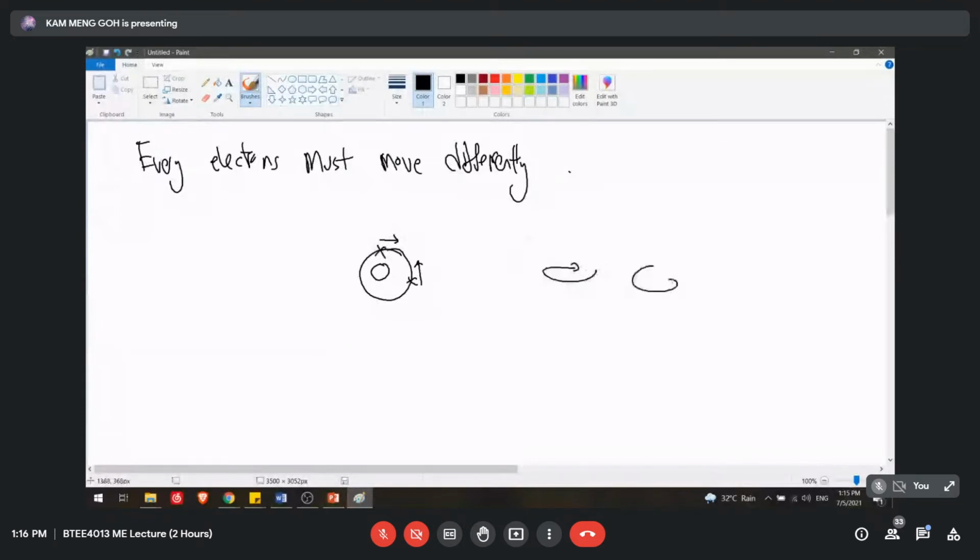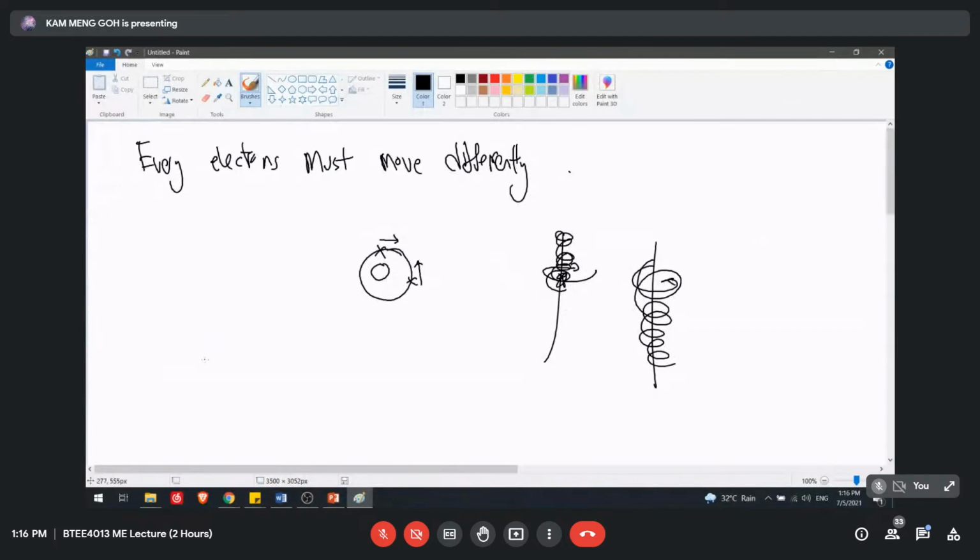So actually the electron is moving, but maybe it keeps spinning and moving, while the other one is spinning the other way around and moving. So these are two different actions. There's one rule saying that every electron must move differently. But how can we define their movement? How can we know what their movement is?